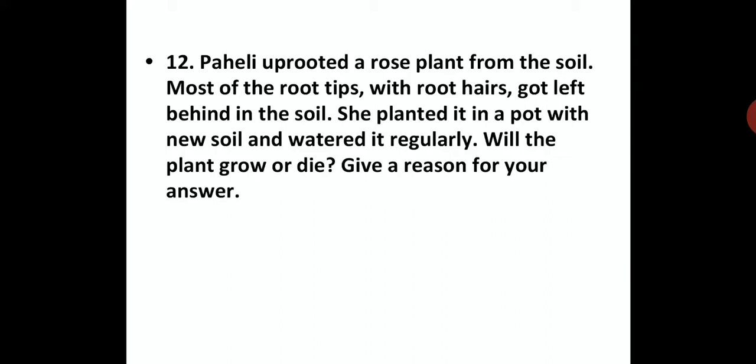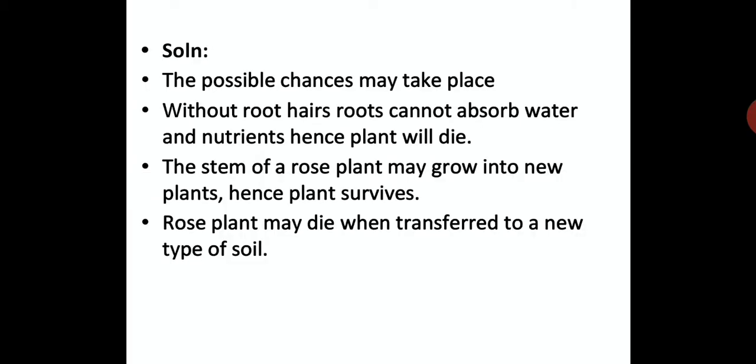Now, let us see. She uprooted a rose plant from the soil. The possible chances may take place. Without root hairs, roots cannot absorb water and nutrients, hence the plant will die. This is one possibility. Next possibility, the stem of a rose plant may grow into a new plant, hence the plant survives. Next possibility, rose plants may die when transferred to a new type of soil. So these are the three possibilities which Paheli can see when she uprooted a plant.